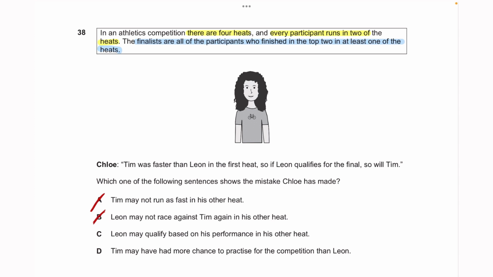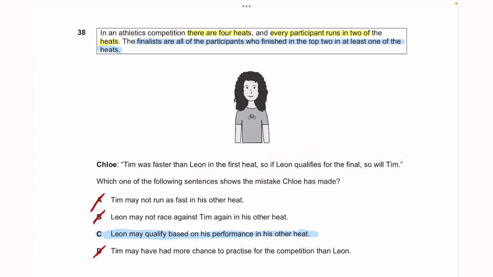Then we've got C, Leon may qualify based on his performance in his other heat. And then we've got D, Tim may have had more chance to practice for the competition than Leon. Well, D is incorrect as well, because this is irrelevant to this information, to this question. And so our answer could be C, Leon may qualify based on his performance in the other heat. Because first of all, we don't even know if Tim and Leon competed in the second heat together. What if they were in 2 different heats? We're not even too sure about that. And so that's the mistake that Chloe has made in her reasoning about Leon and Tim. And so our answer to question 38 is C.